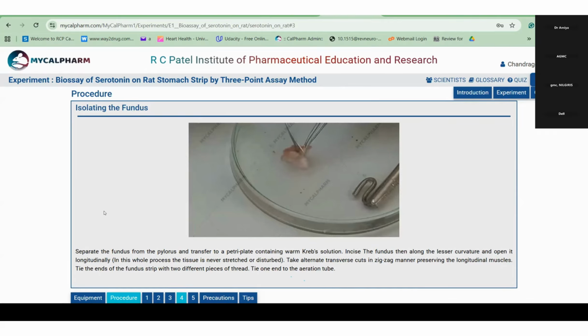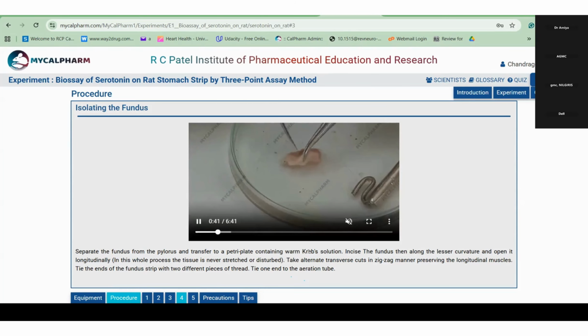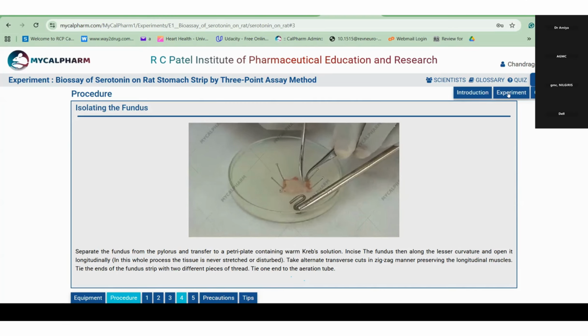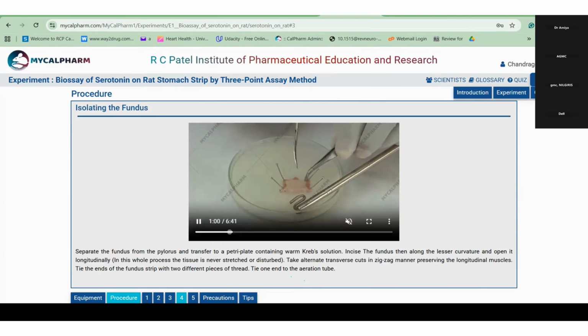Then while preparing the stomach strip, when we say that it has to be cut in the zigzag manner, what is meant by that. So everything has been very nicely demonstrated here. Okay. So using this tool, your students will understand how conventionally people have studied effects of drugs like serotonin or histamine or acetylcholine on the stomach strip.